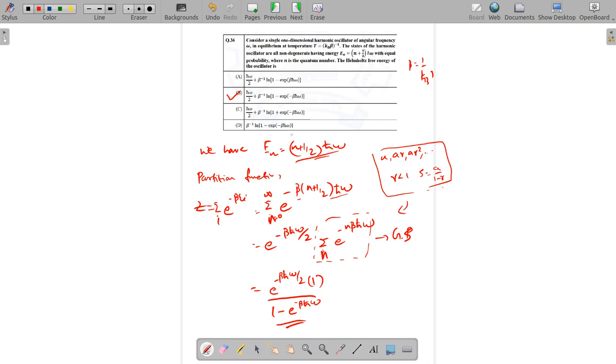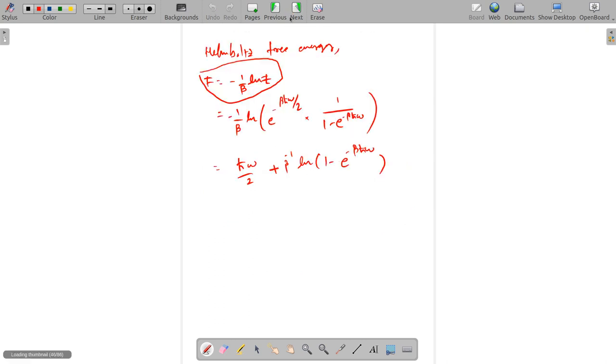So this is your partition function. Now the question is, what is the Helmholtz free energy of the oscillator? For that you should be knowing this relation. The Helmholtz energy is related to the partition function as minus 1 by beta log Z. Log Z, where Z is the partition function, you just apply that here. So you get minus 1 by beta log of whatever you found out just before.